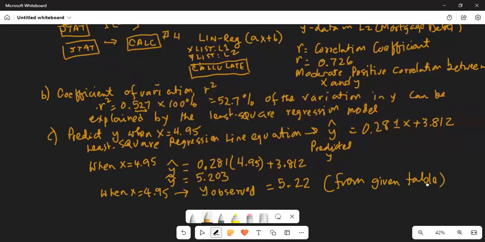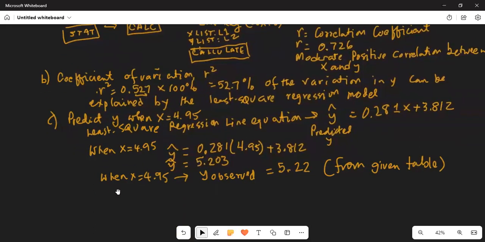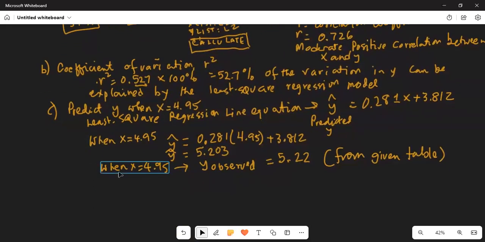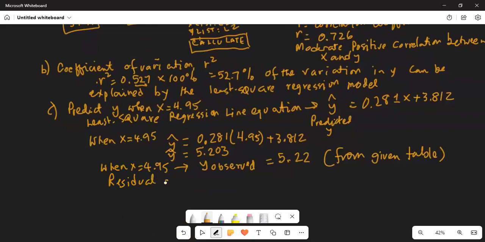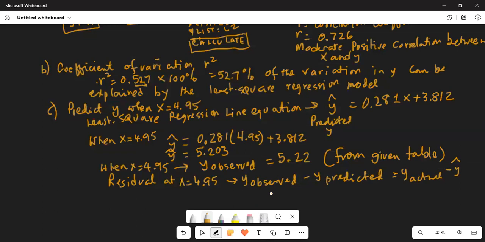So if I move a little bit up, residual, also sometimes called error, at x equal to 4.95 is given by y observed minus y predicted, or y actual minus y predicted.